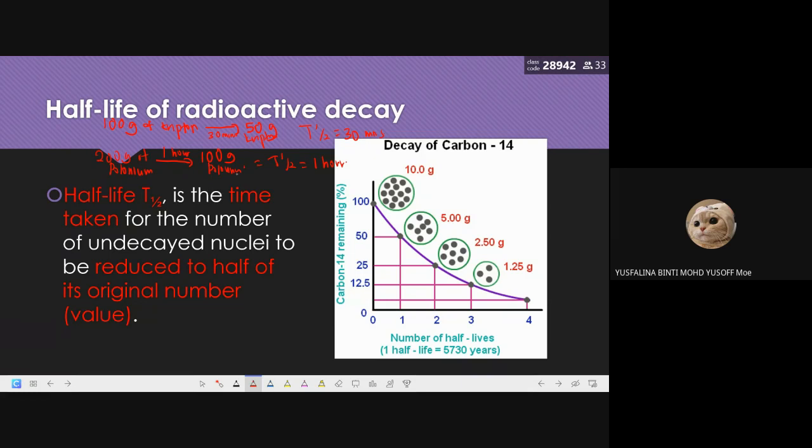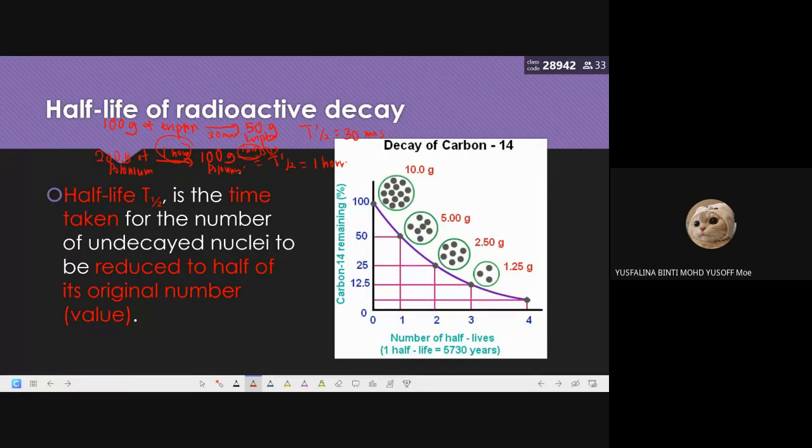So they say 100 and then it becomes 50 gram, right? So 50 gram is half of the 100 gram. So another 1 hour. So this one already has two half-lives. This is the first half-life. This is the second half-life. So from 200 until it becomes 50 gram, it takes two half-lives. Okay, so that's the explanation.